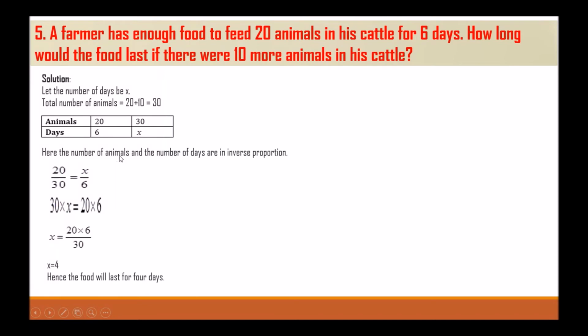Here the number of animals and the number of days are in inverse proportion. So 20 upon 30 equals 6 upon x. That is, we will do the cross multiplication. So we will get x equals 20 into 6 upon 30. So x equals 4. Hence the food will last for 4 days.